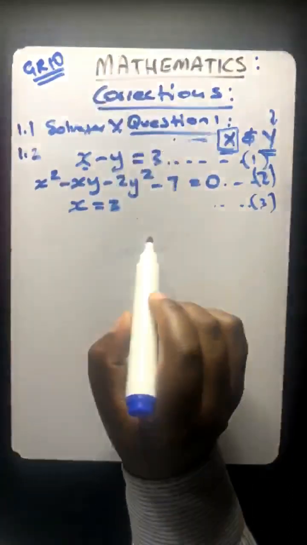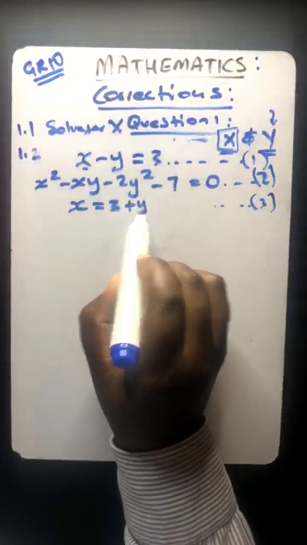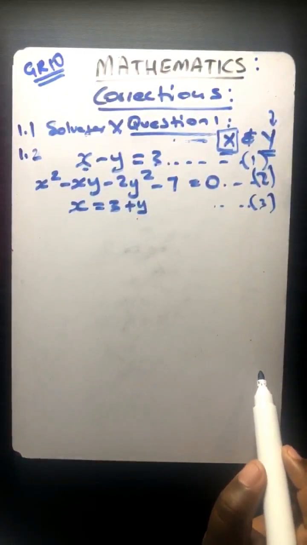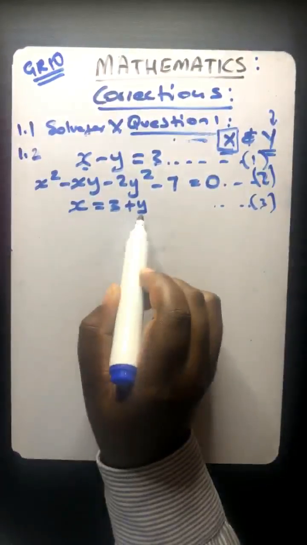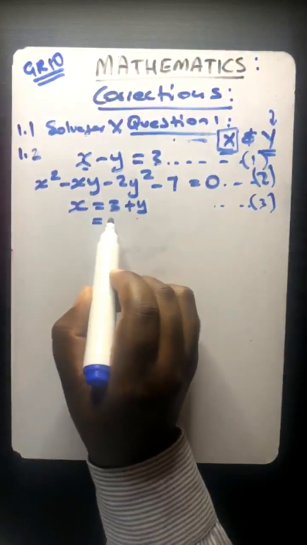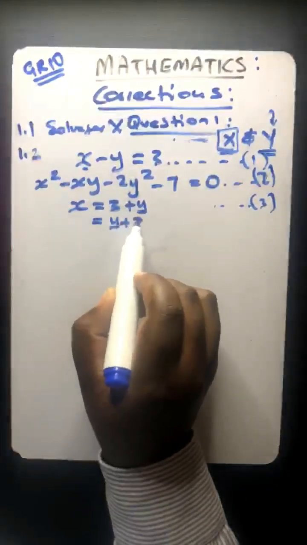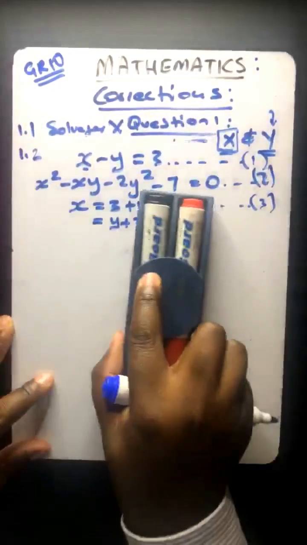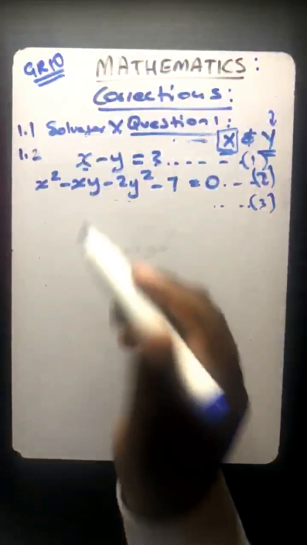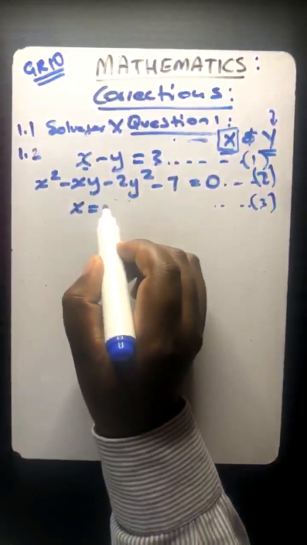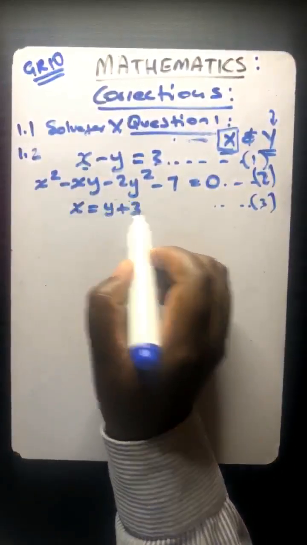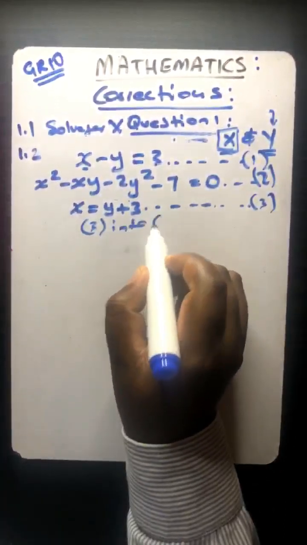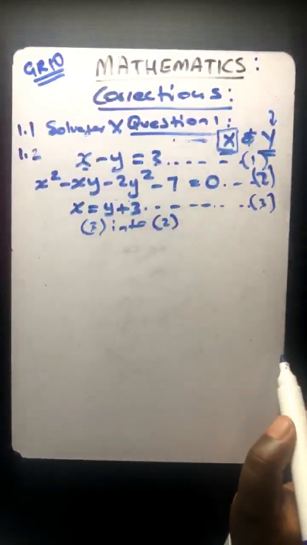If you say x equals, obviously it's going to be a 3, and then you take that to the other side, it becomes positive y. Because everything is positive, it is much easier if we just say x equals positive y plus 3. Because when it's written like that, when we multiply that by that, I think it's easier. So that is our equation number 3, where you take equation number 3 and substitute it into equation number 2.